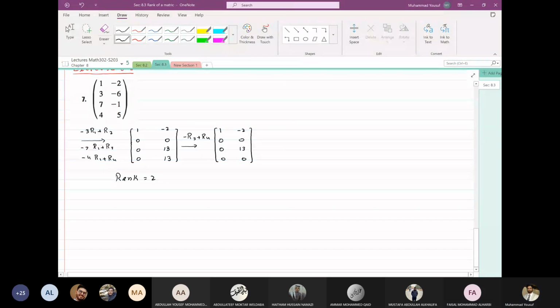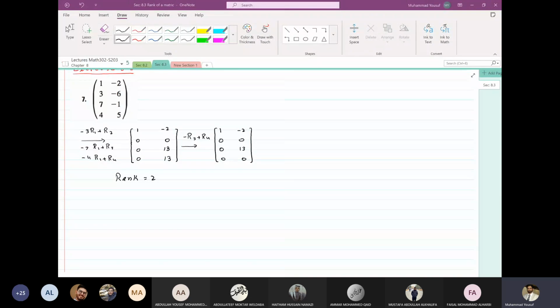Equal to 2. Now here, if we were solving a linear system with these coefficients, then we could interchange row 2 and row 3, and then divide row 2 by 13 to make it 1, and then solve the equations. But here we are not doing that. We are simply finding the rank. So the rank is 2 here. This is what you need to do to find the rank.